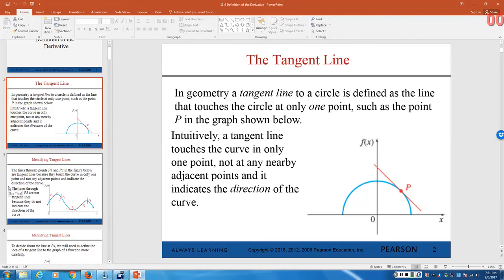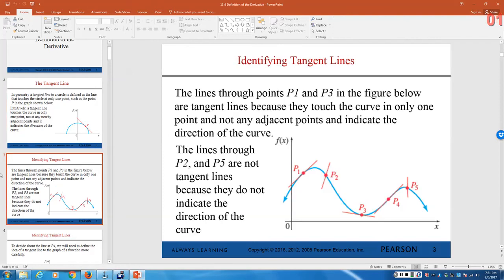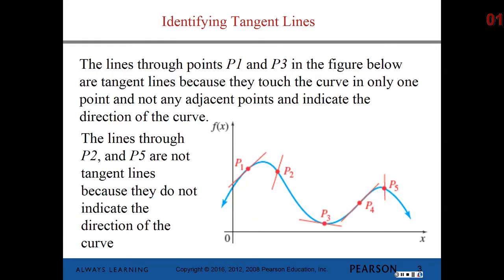So one of the things that we're going to have to do for this to make any sense is we're going to have to make sure that you understand what a tangent line is, because we're going to talk about them so much. So on this drawing, the lines through points P1 and P3, here and here, are actually tangent lines, because they touch the curve in only one point and not any of the adjacent points.